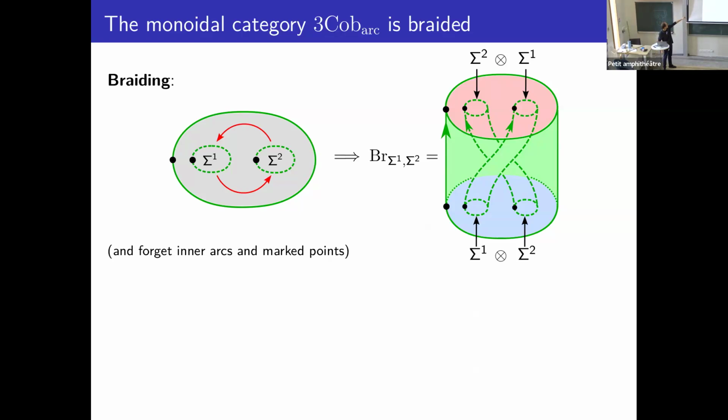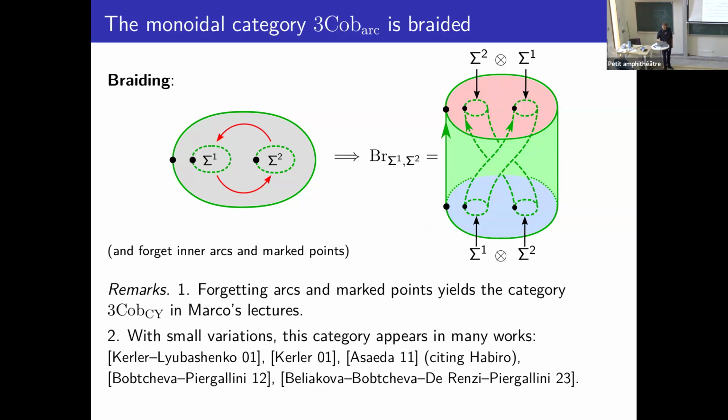Yeah, in this picture, of course, you have to forget the inner arcs and marked points. So all what is dotted, the dotted arcs, you forget them, and the inner marked points, you forget them. You only remember the ones on the boundary. Okay, so in this way, you get a braided monoidal category, which is the target for our TFT. Yeah, so if you forget these arcs and marked points, you get exactly the same categories as in Marco's lectures. And this category has been studied by many people, which are listed here. And later we will see what is the main contribution of all these works. So basically you have a presentation of this category by generators and relations, but I will come to this later.